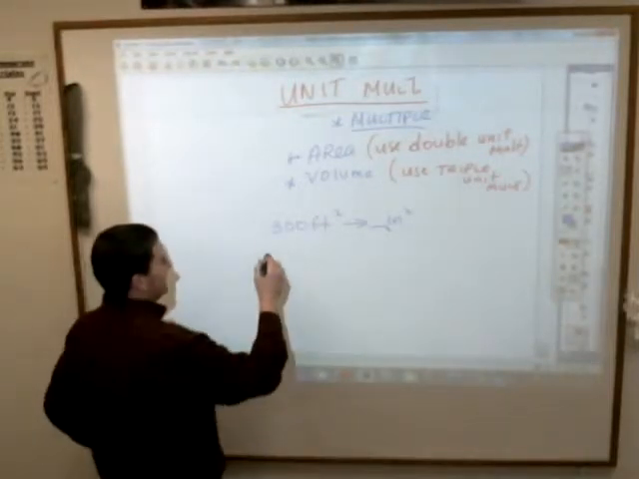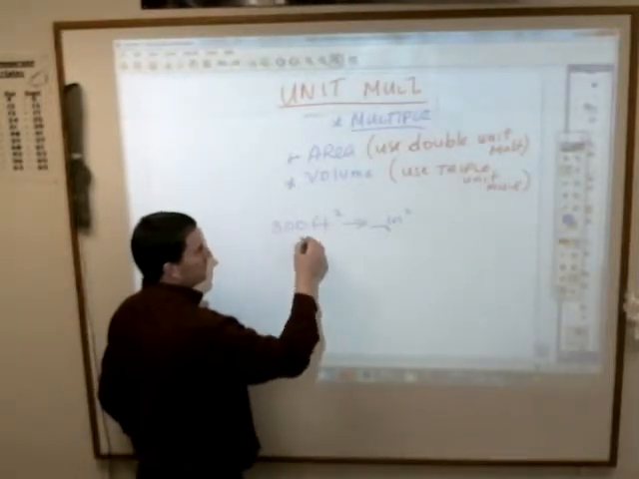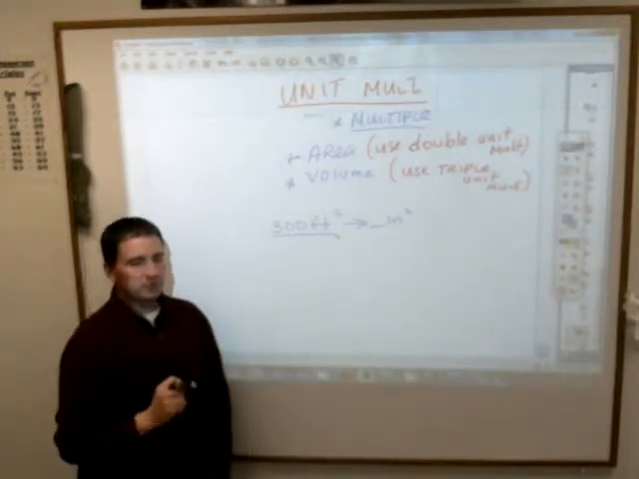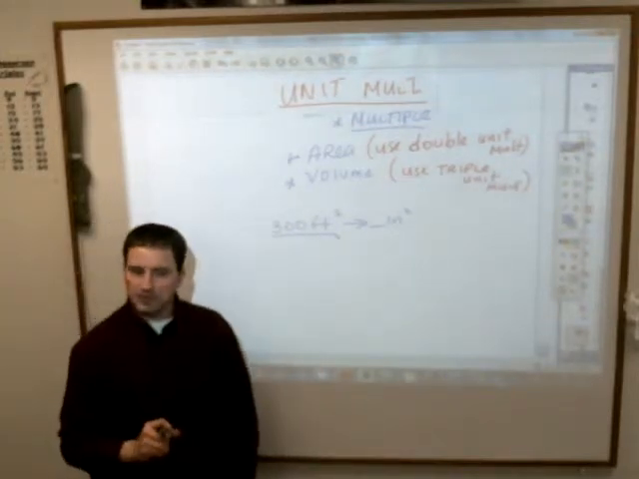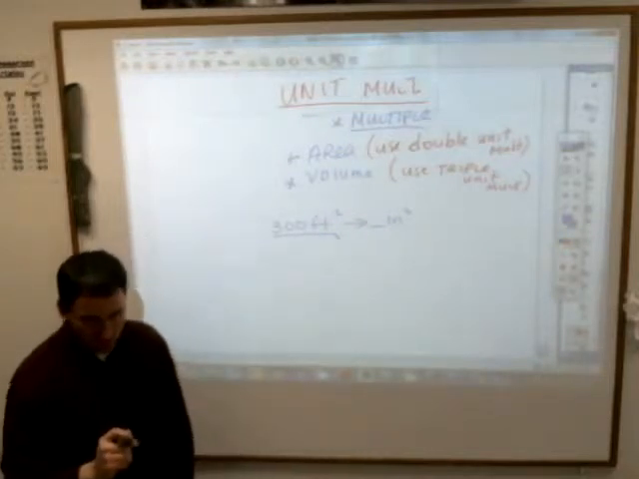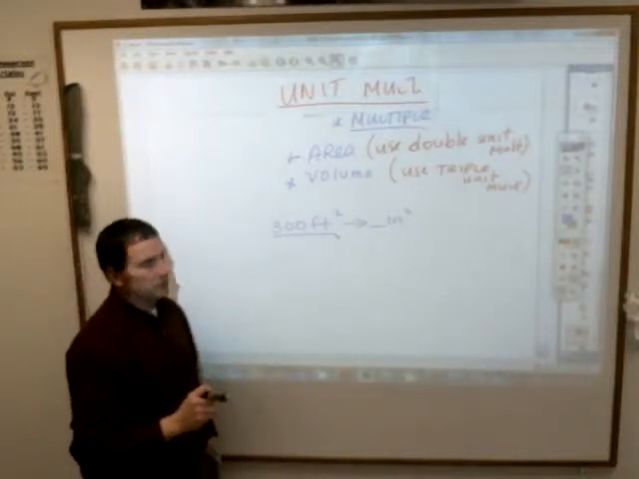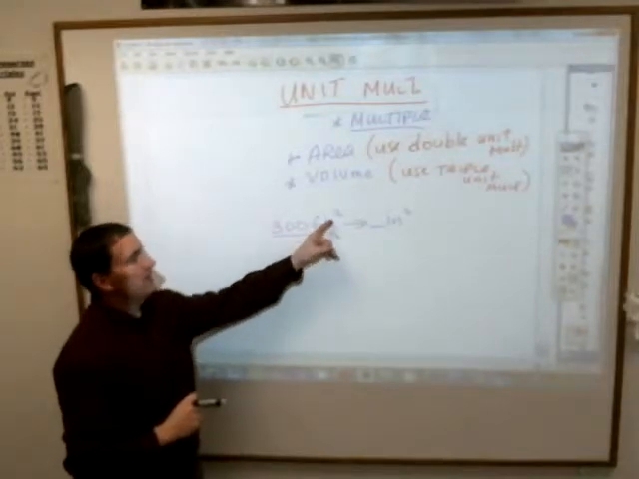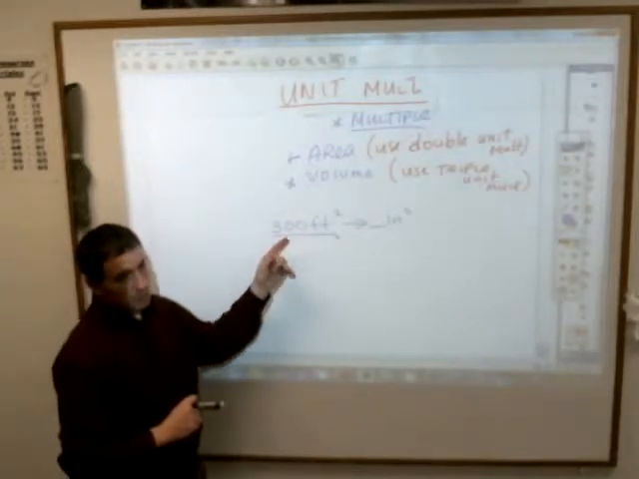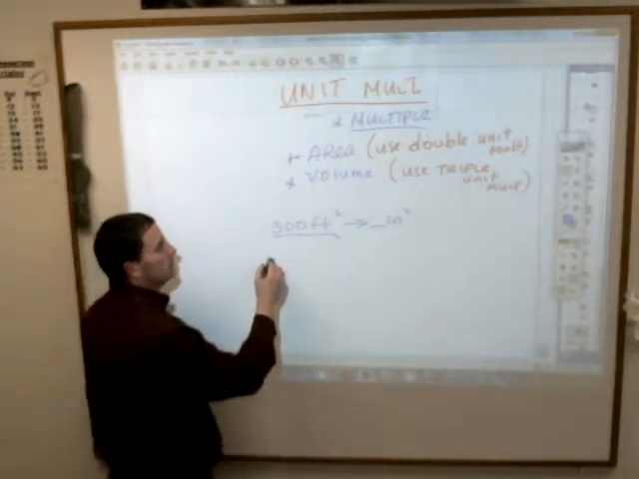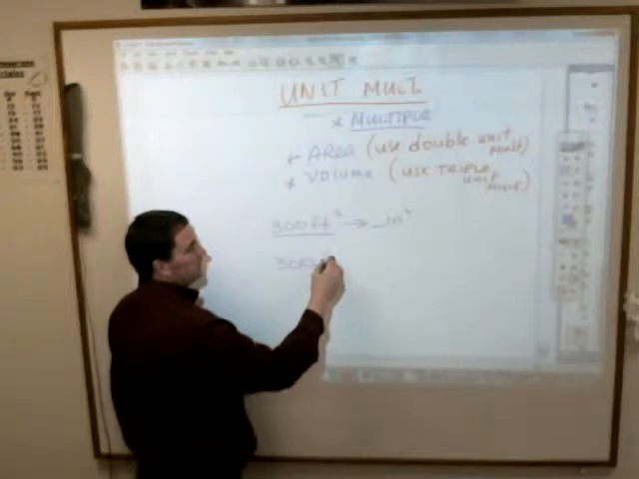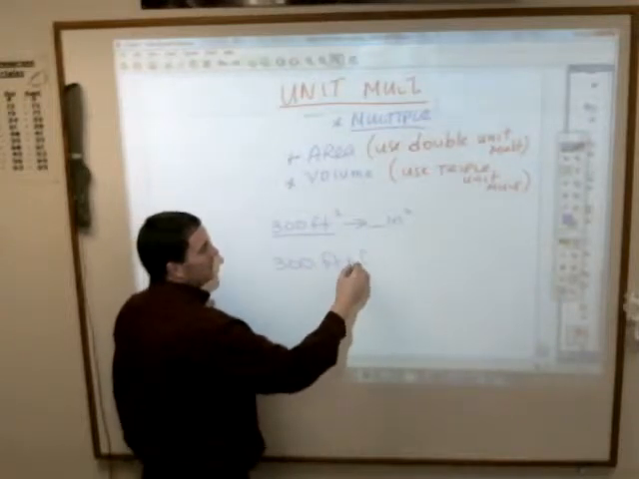Okay? And what is 300 feet squared really mean? What does 300 feet squared really mean, Sage? It is not 900. You are not squaring the 300, you are squaring the label. When you write this out using unit multipliers, you have to do this. 300 feet squared is 300 feet times feet.